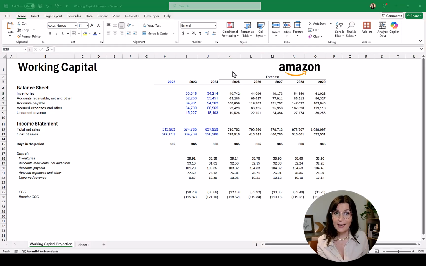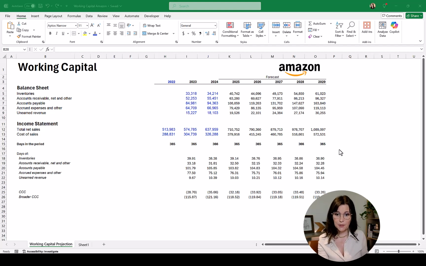Now I calculated the other accounts using the same logic. Of course, for some of them I use net sales, for others I use cost of sales, but it's the same logic, based on how many days at the end of the period. Notice that I'm not using averages of the balances, because I want to project for the end of the period. So I'm using the ending balance and calculating based on that.